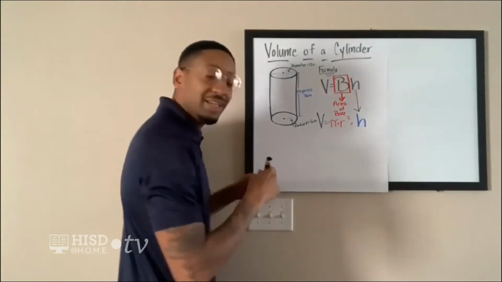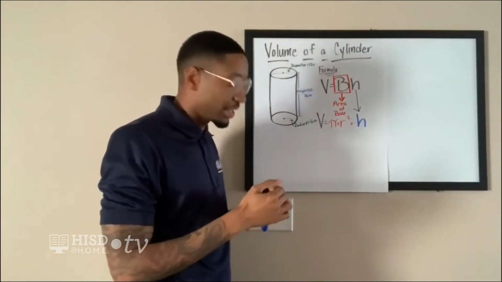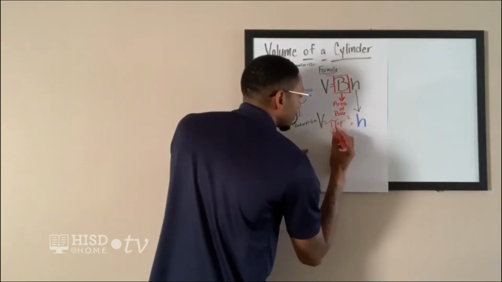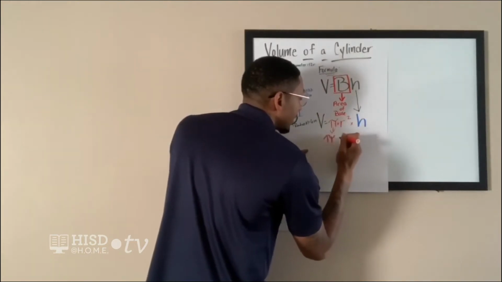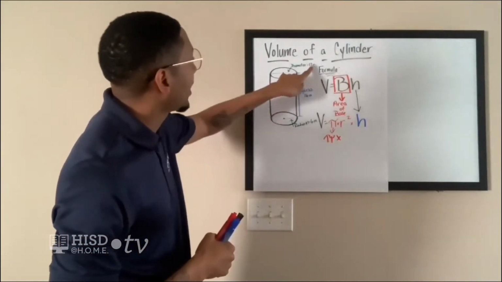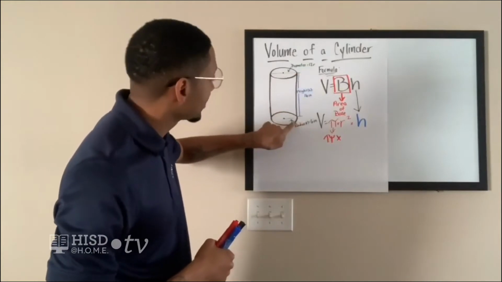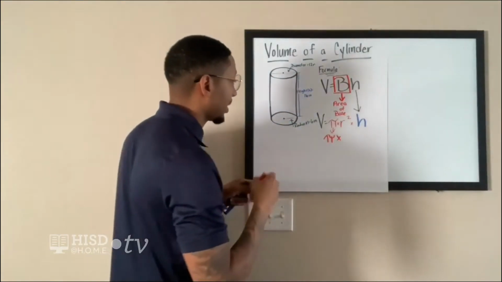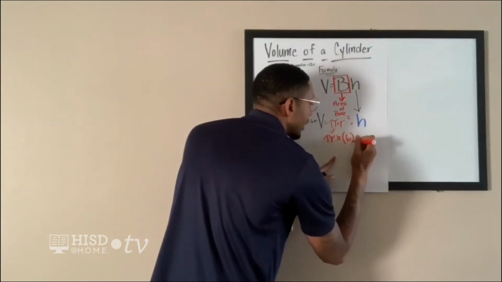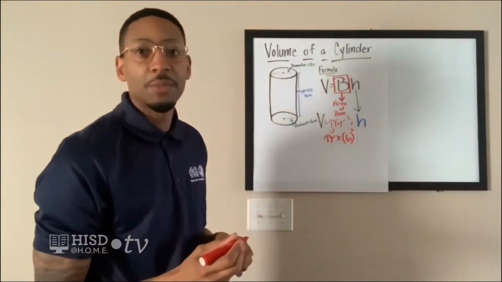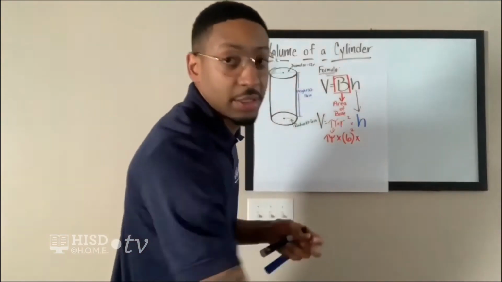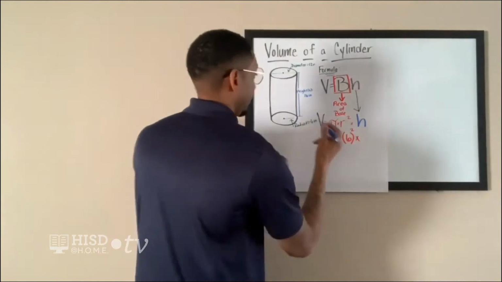Now we just input the numbers in the place that they go. Pretty simple. Pi, we all know, is approximately 3.14, but we're just going to use pi. We're going to multiply that times, what was the radius again? Half the diameter, which is 12, which is 6. So in place of the r, I'm going to put 6, and I'm going to square it. Then I'm going to multiply by the height, which was 16 inches.